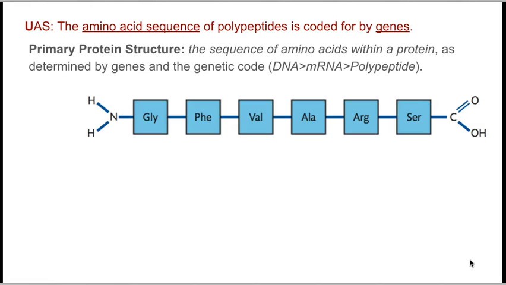This is taken from your book. You can see a very simple diagram here with a free amine group on one end and a carboxylic acid group on the other. And we can see 1, 2, 3, 4, 5, 6 amino acids joined together. Now often proteins are many hundreds or even thousands of these amino acids.